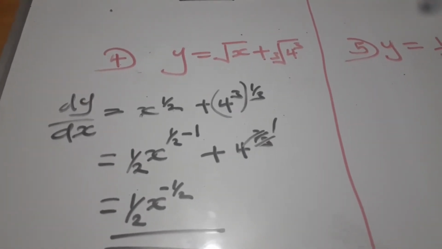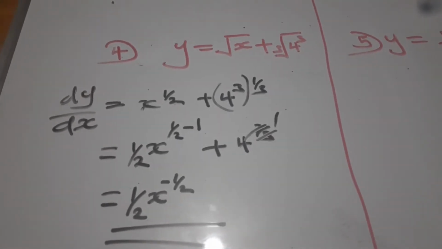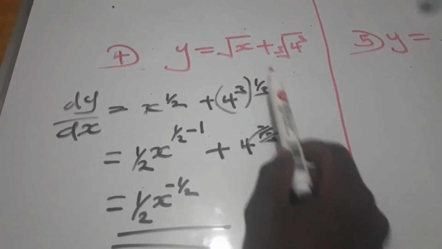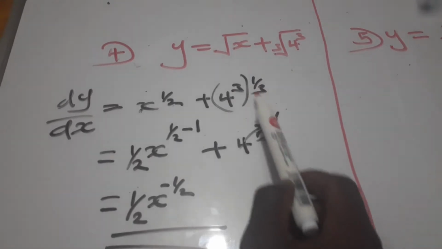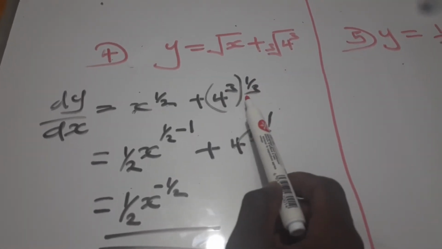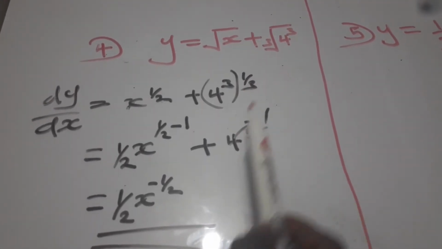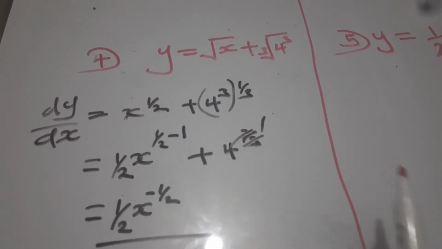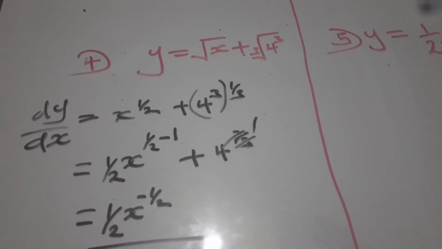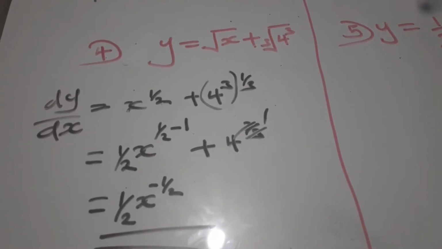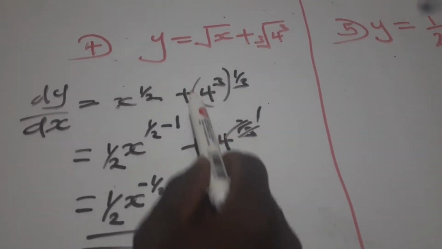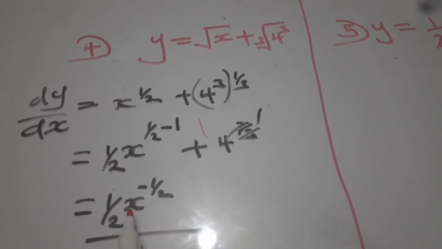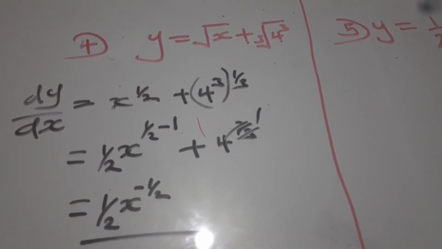Here you can pause the video and then check how you've done it. Here we've simplified it. We've said this a third will come to this. When you open the bracket, it will be 3 over 3. So 3 over 3, when you cancel, is going to give us 1. So 4 raised to power 1 is the same as 4. And remember, what did we say? If a number has no variable at the end, that number disappears. So the whole of this will disappear. We're going to be left with a half of x raised to power negative a half.